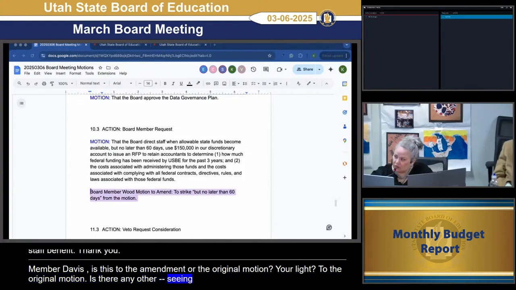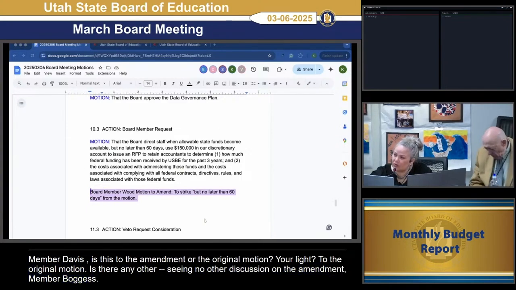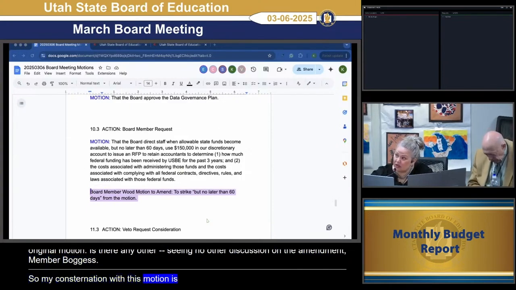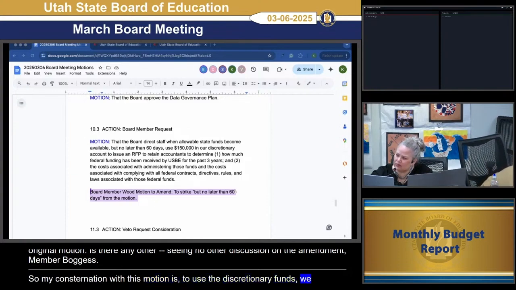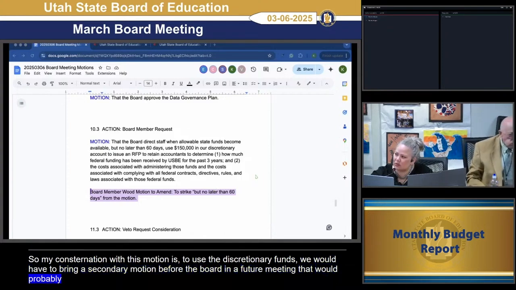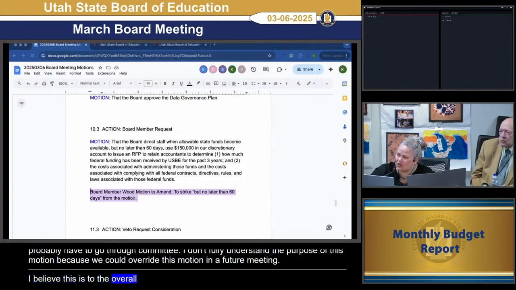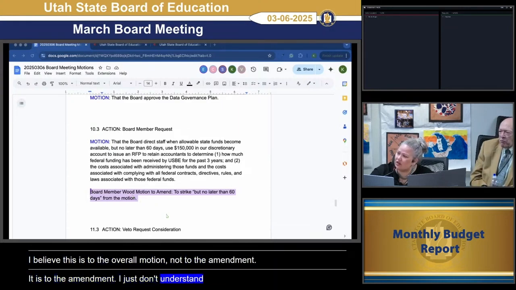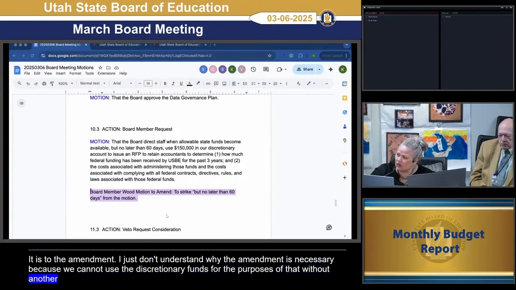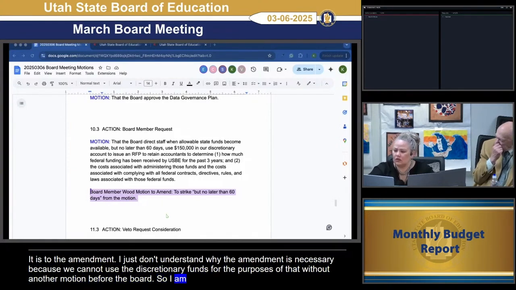So my consternation with this motion is that to use the discretionary funds, we would have to bring a secondary motion before the board in a future meeting that would probably have to go through committee. I don't fully understand the purpose of this amendment, because we could override this motion in a future meeting. I just don't understand why the amendment is necessary, because we can't use the discretionary funds for the purposes of that without another motion before the board. So I'm genuinely confused as to what's happening here.